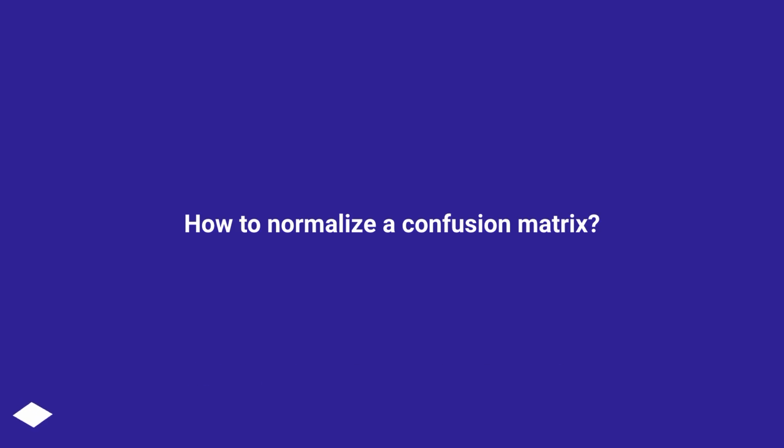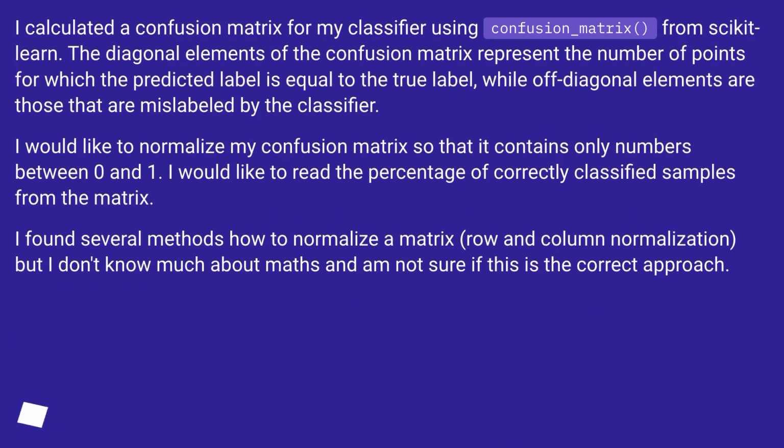How to normalize a confusion matrix? I calculated a confusion matrix from my classifier using confusion_matrix from scikit-learn. The diagonal elements of the confusion matrix represent the number of points for which the predicted label is equal to the true label, while off-diagonal elements are those that are mislabeled by the classifier.